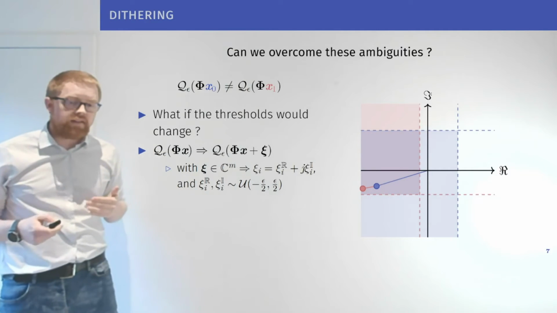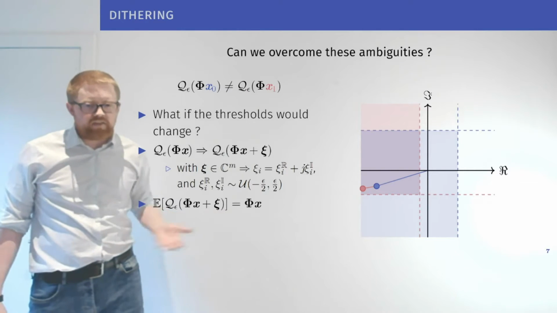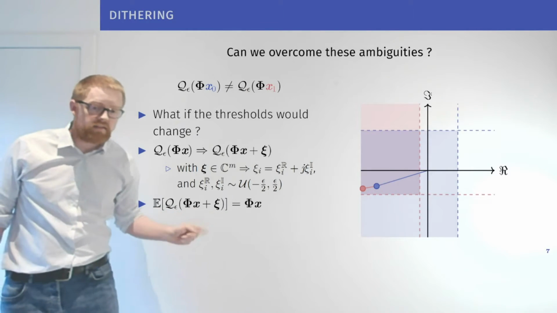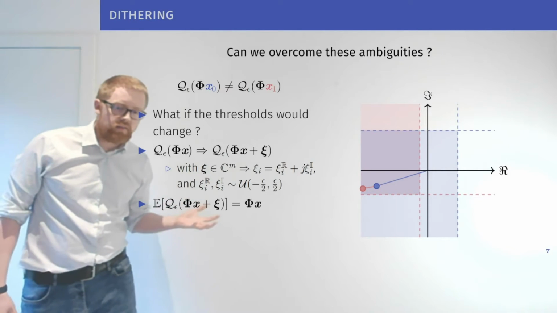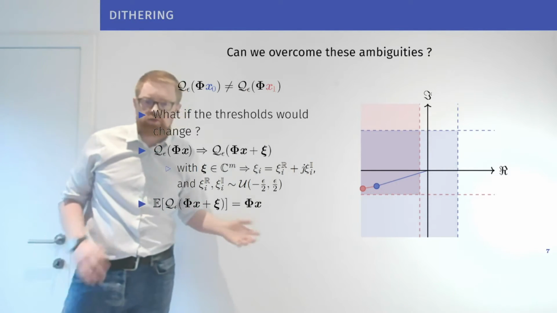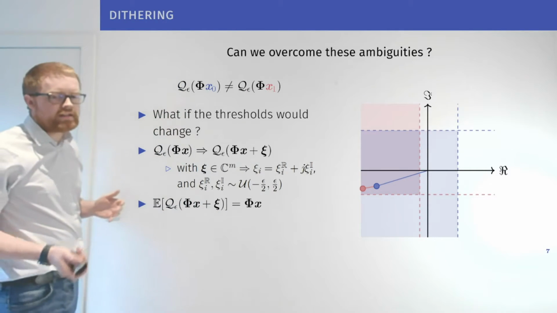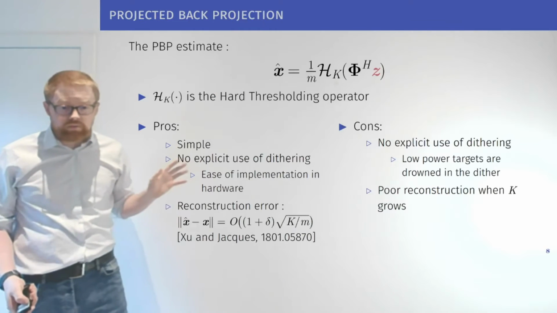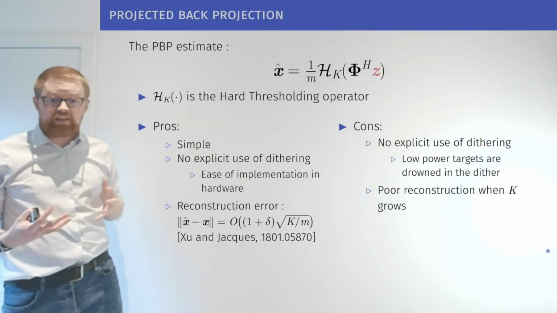Just to give you a quick insight, you can already see that if you take the expected value of your one-bit dithered measurement, because of this dithering, those measurements go back to the full resolution data. So that's one way of seeing the advantage of doing that. So we've got the model and we've got the quantizer. Let's look now at ways of processing the data.